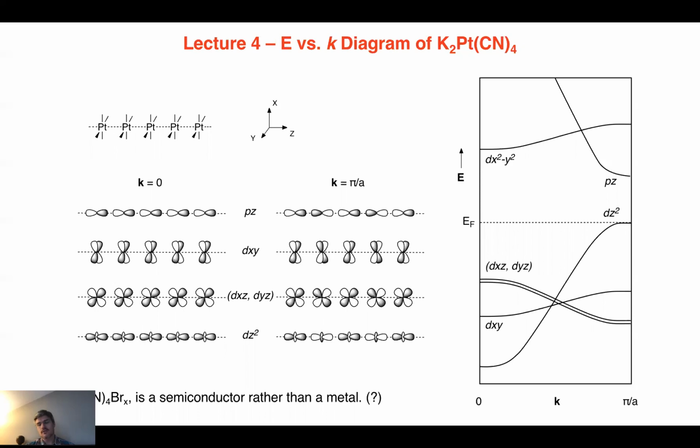Okay, so I've drawn this Fermi energy now positioned over this dz squared, the top of the dz squared band. And so all of these orbital energies are filled, and all of these guys are empty. So what kind of material is potassium tetracyanoplatinate? A semimetal, a metal, or a semiconductor?